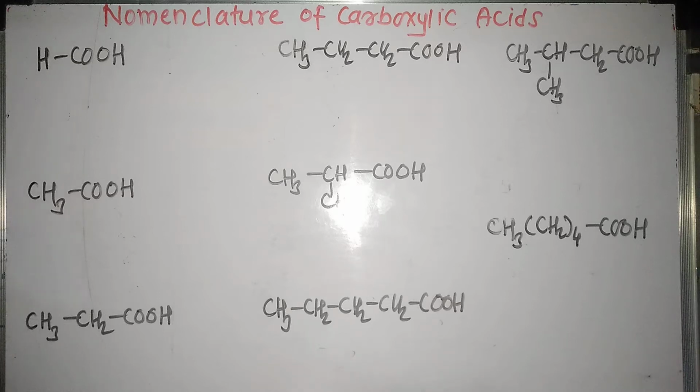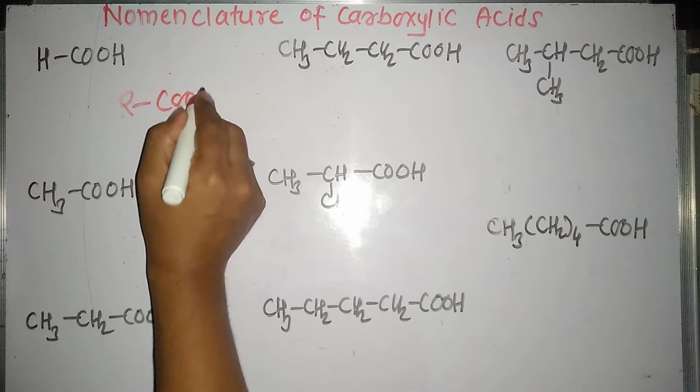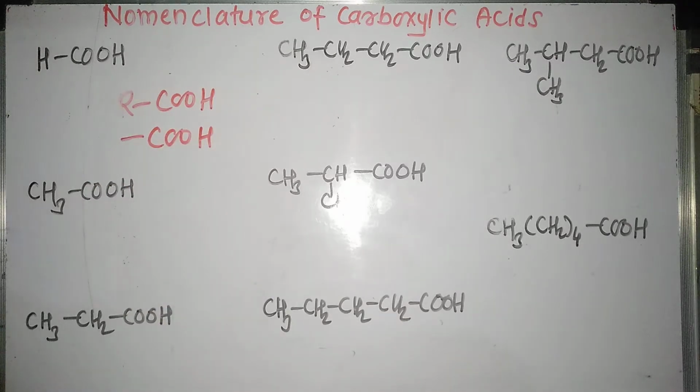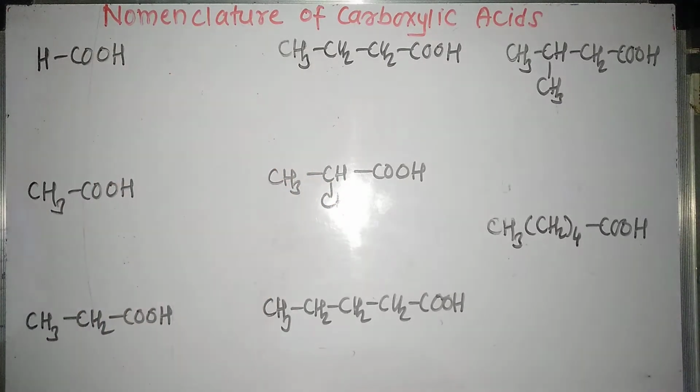Hello everyone. Today we'll see the nomenclature of carboxylic acid. So what are carboxylic acids? The compounds which are represented by RCOOH and which contain -COOH as a functional group are called carboxylic acids. So first of all, we'll see the common names of carboxylic acids. Remember, the common names of carboxylic acids are derived from the source from which they are obtained.